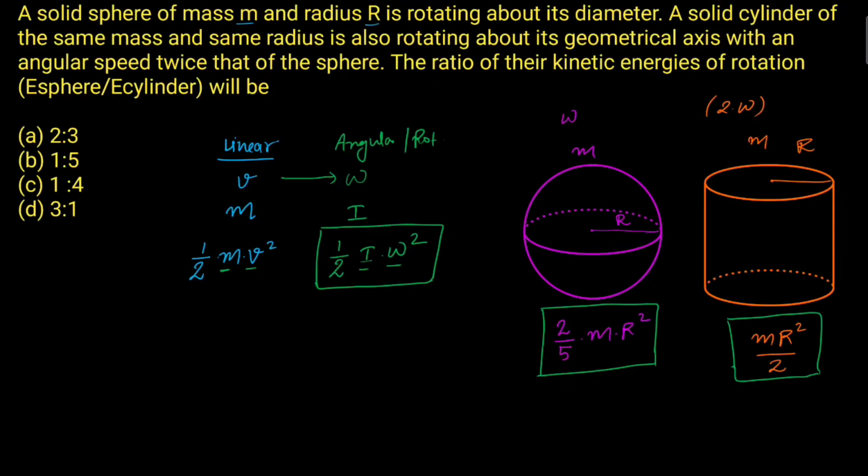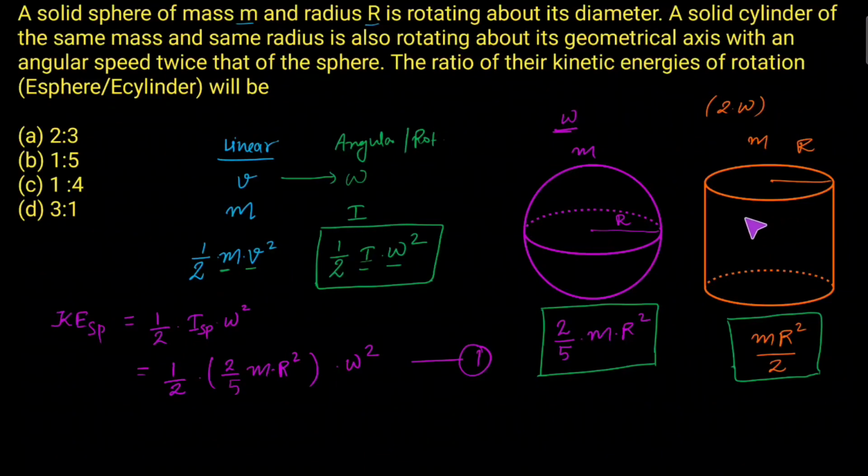Now let's find the rotational kinetic energy of the sphere as well as of the cylinder. The rotational kinetic energy of the sphere will be half I sphere into omega square. This would be half into I sphere, which is 2 by 5 m r square, into omega square. Omega is the angular speed of this sphere, so this would be omega square. This is our equation number 1. Similar to this, we also need to find the rotational kinetic energy of the cylinder.